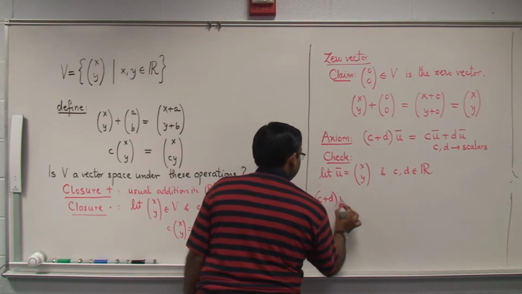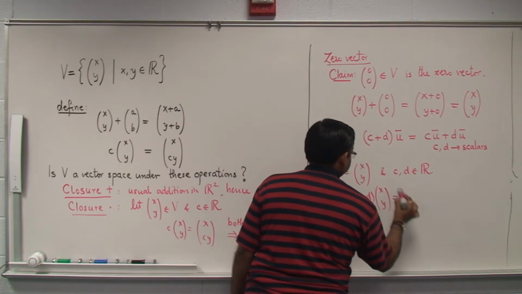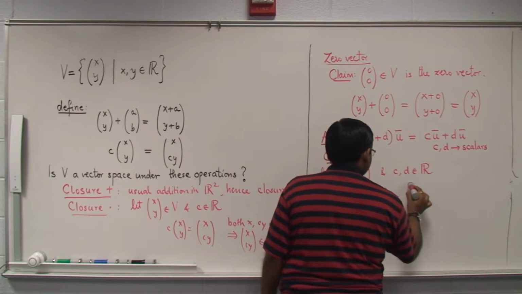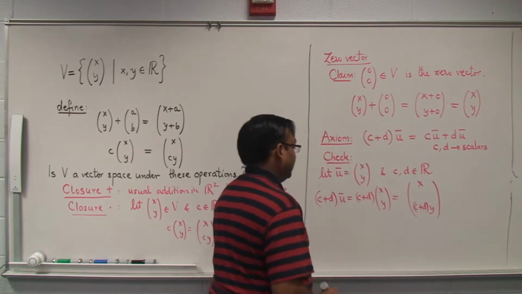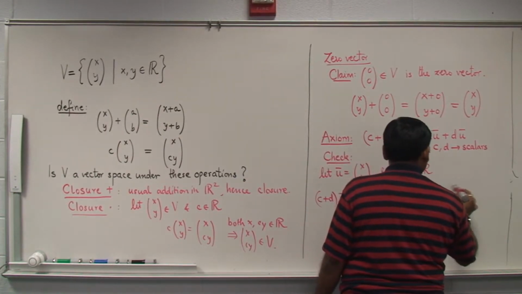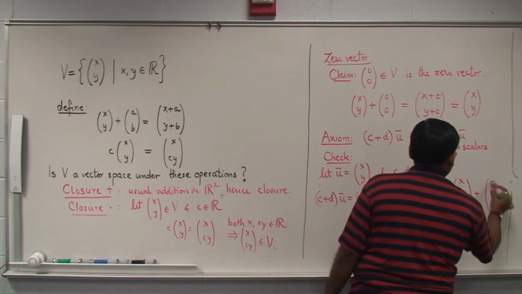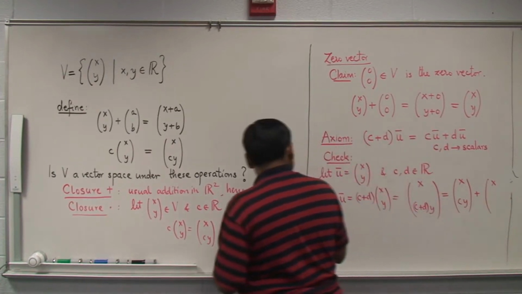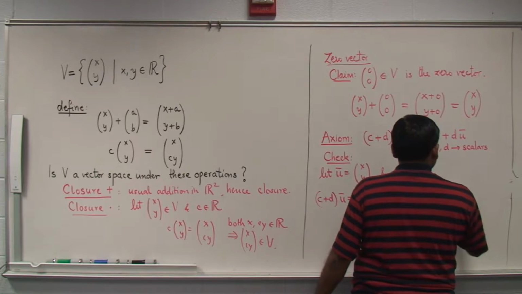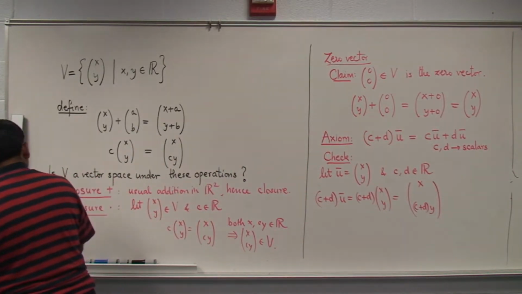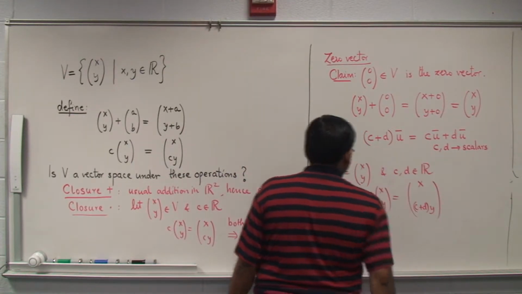So (c + d) times u will be (c + d) times the vector (x, y), and based on the multiplication we have been given, this would be (x, (c + d)y). Let me just go a bit slowly. Suppose I come to this point, (x, (c + d)y). Question is, this is my left hand side, will it equal the right hand side?